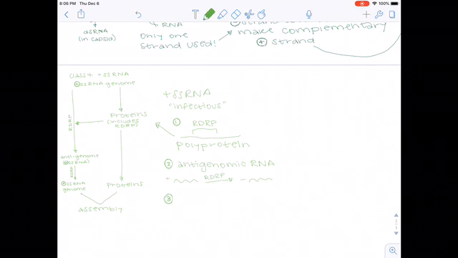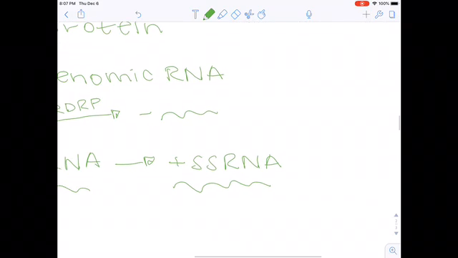So, what we're going to do now is we take the negative single-stranded RNA from up here, from right here, and sorry guys, I keep doing that. We make positive single-stranded RNA. There's the RNA. And so this right here is what gets packaged into the nucleocapsid. I'll write that here.